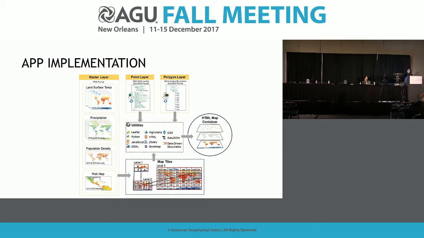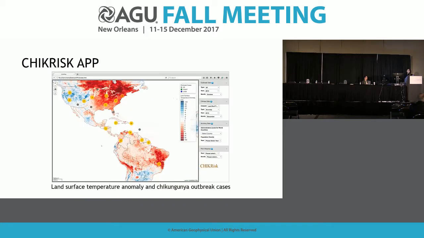And for the historical data and polygon, we have to convert it into GeoJSON format to be able to visualize. And then we have what we call essentially the HTML map container, where you have layers of our chikungunya point data, the administrative level, and the climate data and population as the background. So this is a screenshot of our app, and this is the landing page.